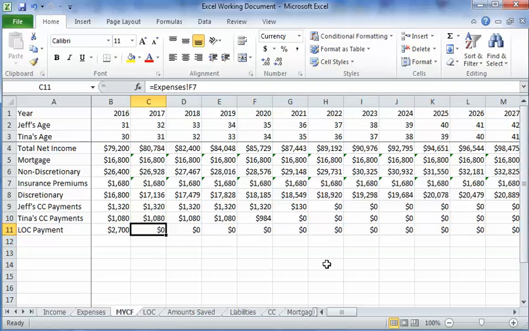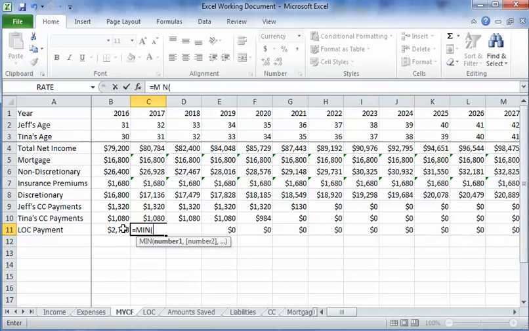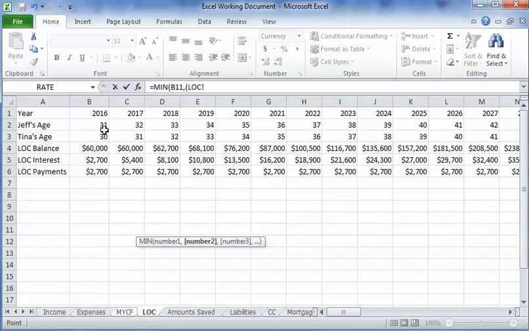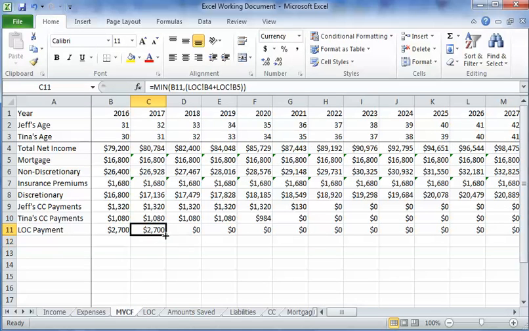Oh, sorry, I messed that up. We're going to do as we did here. Sorry, we're going to do equals, and we're going to do that same thing, the minimum of our payment from last year, and we're never going to pay more than the balance, so we're going to look back to our line of credit sheets. Sorry, we're never going to pay more than the balance, I apologize. And we're going to say we're not going to pay more than the sum total of balance and interest, and we close that out, and then we can copy that all the way across.